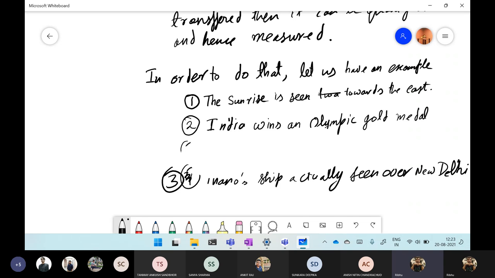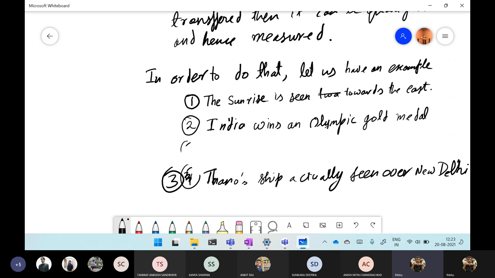And an Olympic gold is not that usual for India till now. I hope that changes, but it's not that usual for India. And so the amount of information that it would contain for you will be definitely higher than someone telling you that the sunrise is seen in the east, because if I say that the sunrise is in the east, that would be factually incorrect.